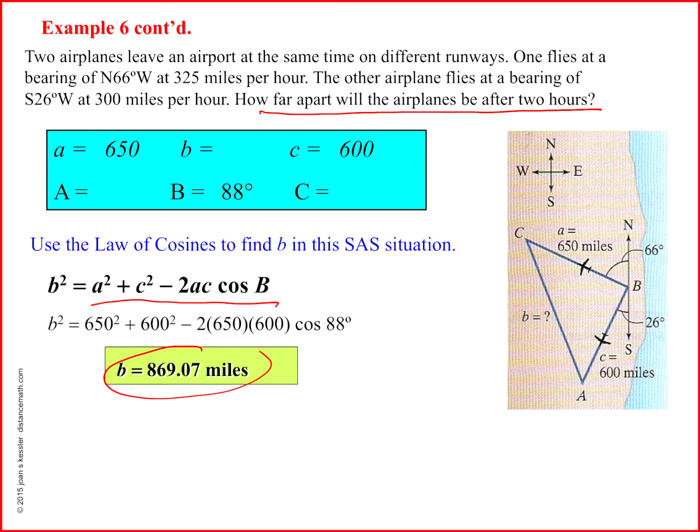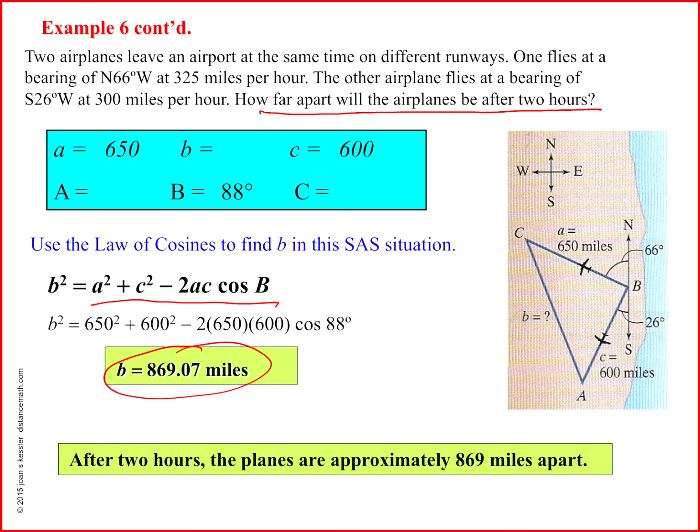So it asks us how far apart the airplanes would be after 2 hours. If you just gave me this answer, that would be fine. A lot of you like to write this, so in approximately 2 hours, they would be approximately 869 miles apart, so 0.07 is barely any.